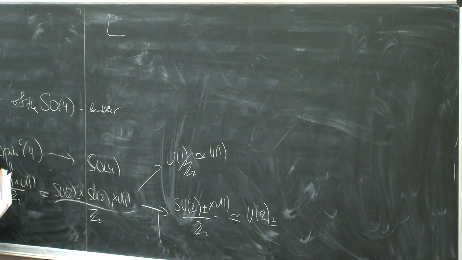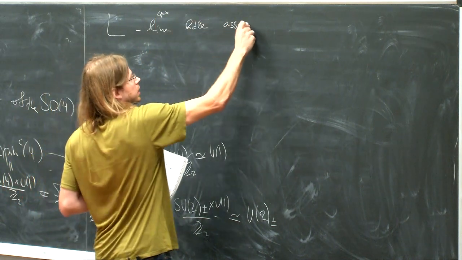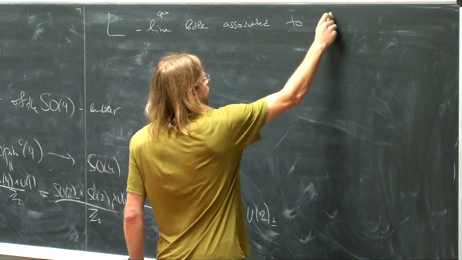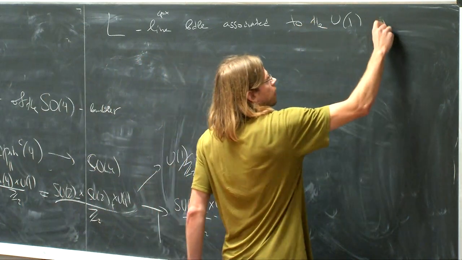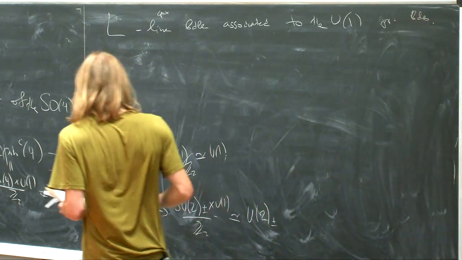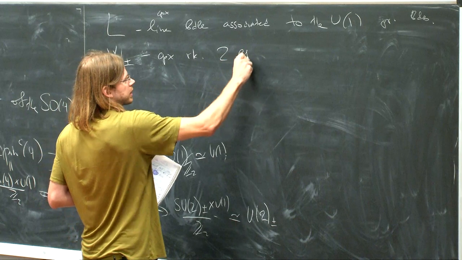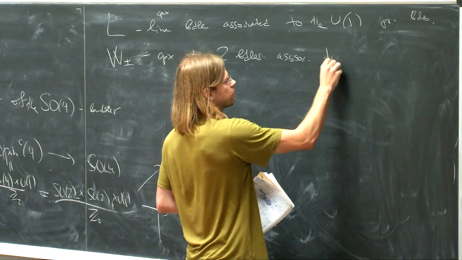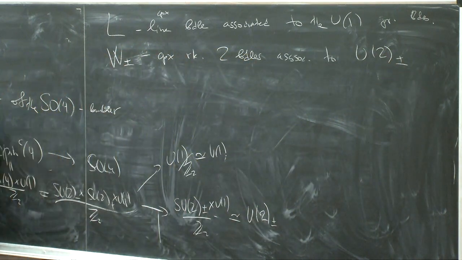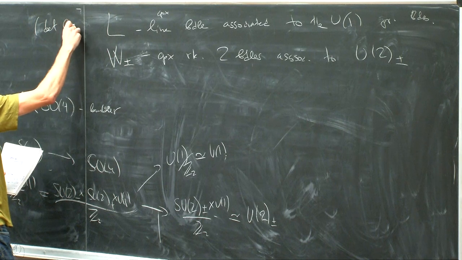So then let me denote by L the complex line bundle associated to the U1 principal bundle, which we obtain by this projection. And W plus minus will be complex rank 2 bundles associated by the fundamental representation to the U2 plus minus principal bundles. So this is often called the determinant bundle, and these are the Weyl spinor bundles. And this is the Weyl spinor.